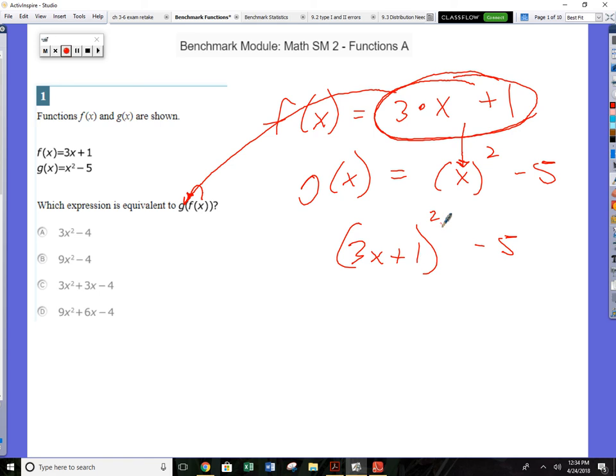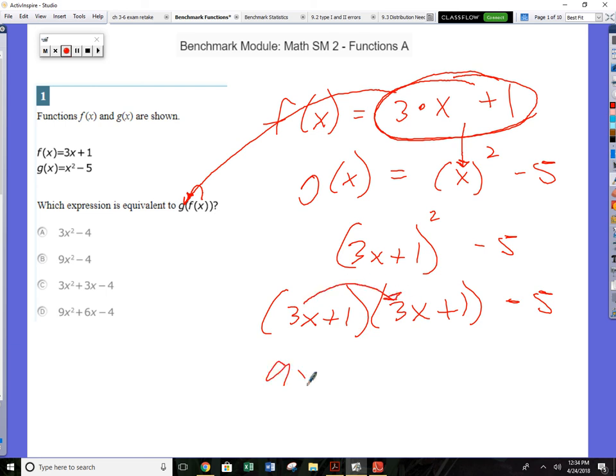Now to square this, you just take it and multiply it by itself. So 3x plus 1 times itself, 3x plus 1, and then I'm going to subtract 5. So I got to do a lot of distributive. If I do 3x times 3x, that will give me 9x squared, and then I do 3x times the 1, and that's a 3x. And then I do 1 times 3x, and that's another 3x. Then I do 1 times 1, and then I'm all done. I do minus 5.